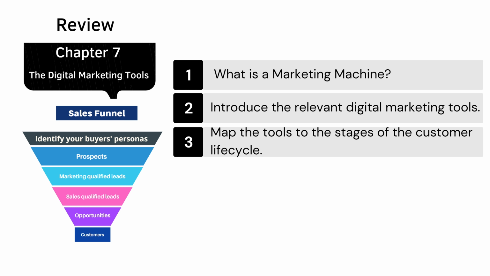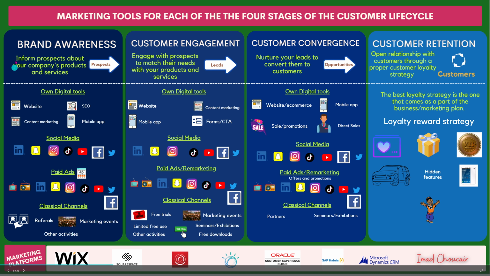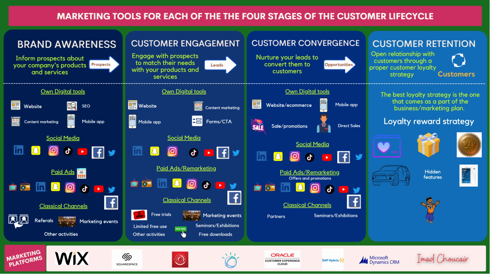And then we also concluded Chapter 7 by mapping the digital marketing tools to the customer life cycle, which has, of course, 4 stages: brand awareness, customer engagement, customer conversion, and customer retention. So those are the 4 stages here. To begin this chapter, we are going to cover in detail the digital marketing tools we have for brand awareness. And like we said last time in Chapter 7, the digital marketing tools can be split into 4 categories.